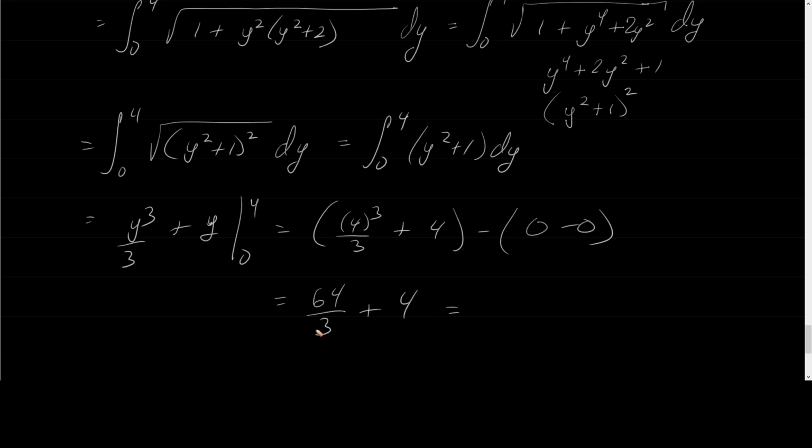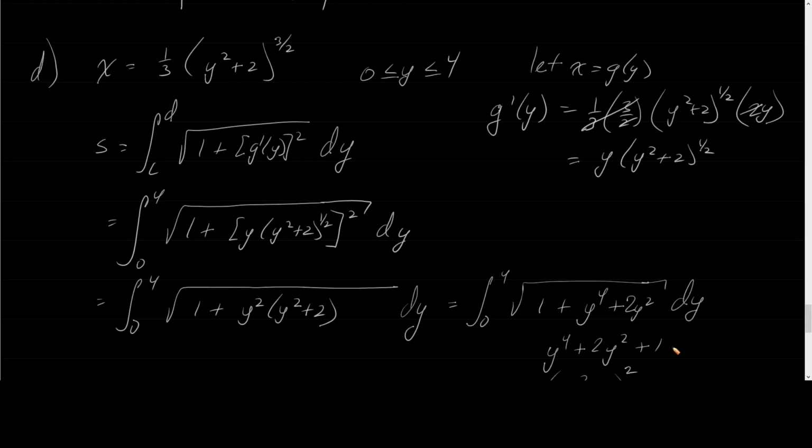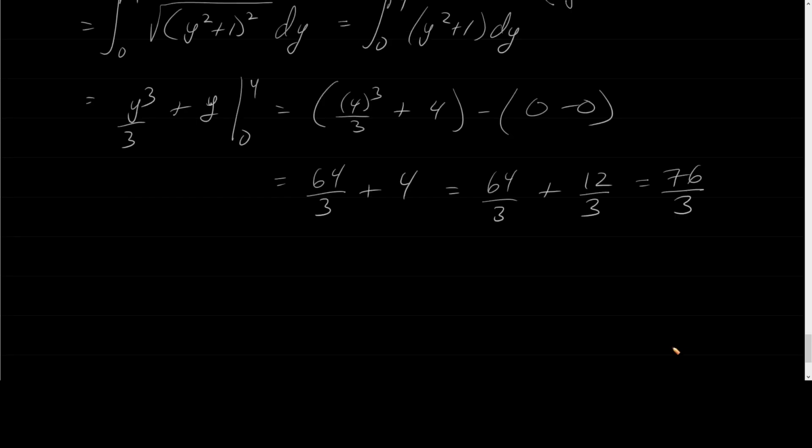Recall that 4 in terms of thirds is 12 thirds, right? And 64 plus 12 gives us 76. So I end up with 76 thirds. All right. So there we go. That's the arc length, 76 thirds for that function from 0 to 4.